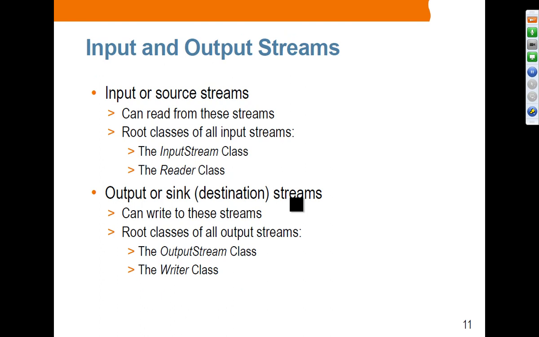Okay, so that's the distinction between character versus byte. Now let's talk about the classification based on direction: input stream and output stream, obviously. Input, or source stream, those are the same thing, is basically for reading data from these streams. The root classes for all input streams are the InputStream class and the Reader class.